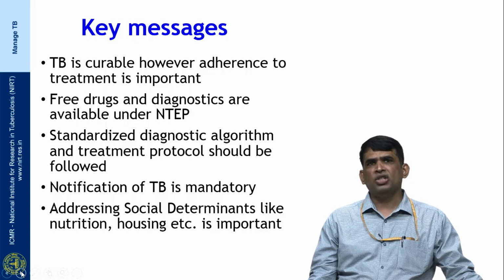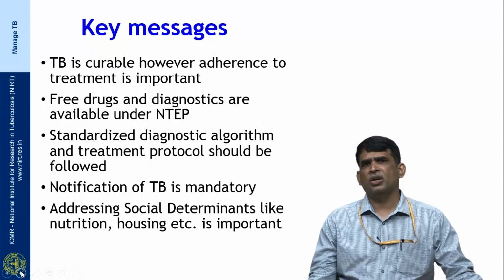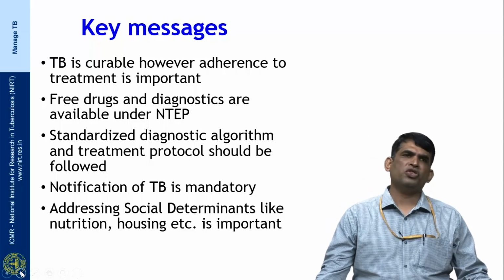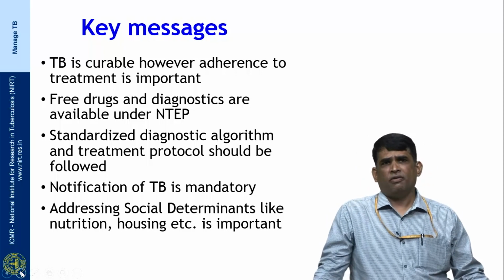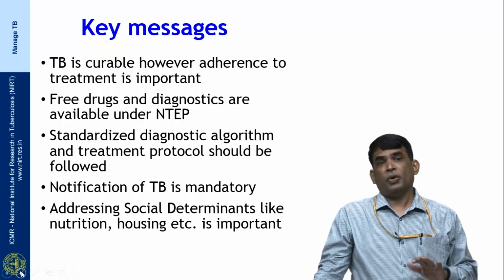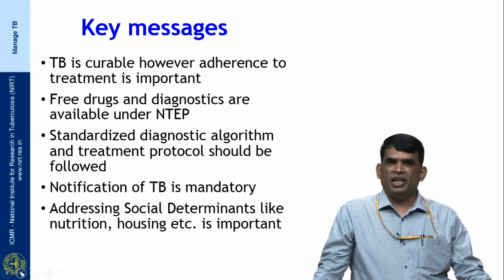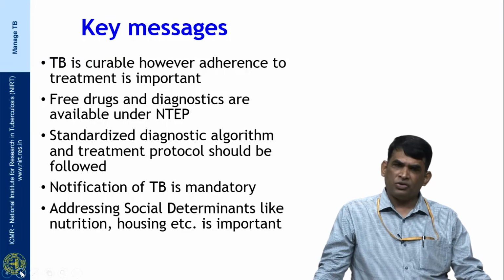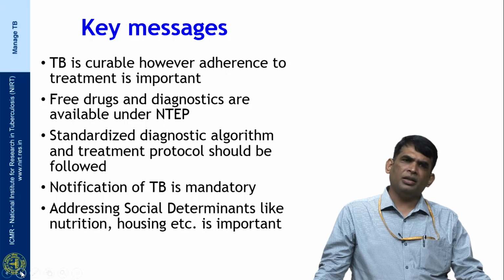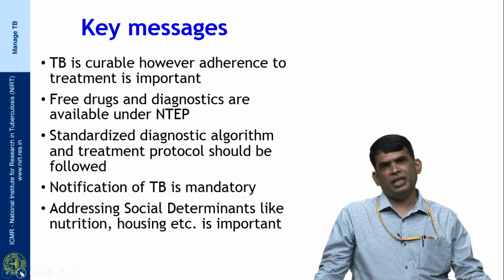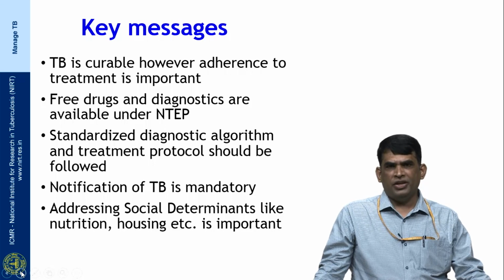Then addressing the social determinants like nutrition and housing is also important, because TB is not only a disease where a person takes the treatment and that is all. He requires nutrition, social support, and counseling, or there are different social schemes run by the different governments, so that his issues related to housing, wages, or social inclusion can be addressed.